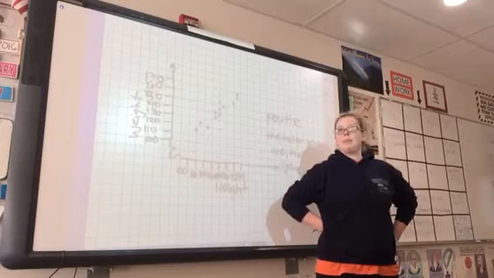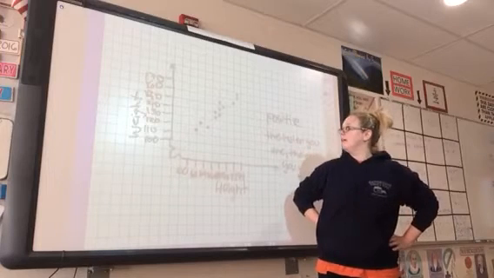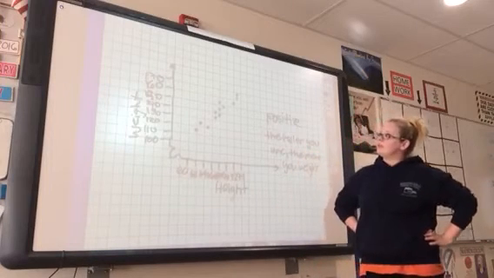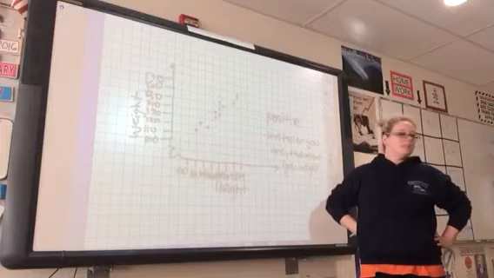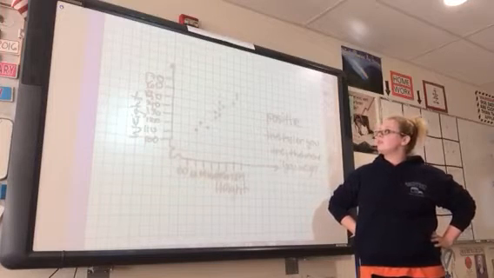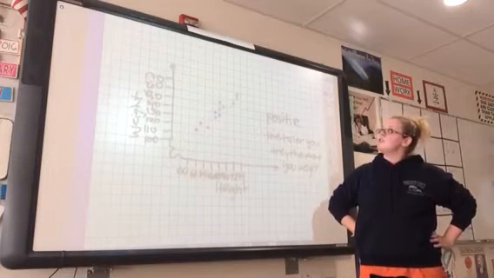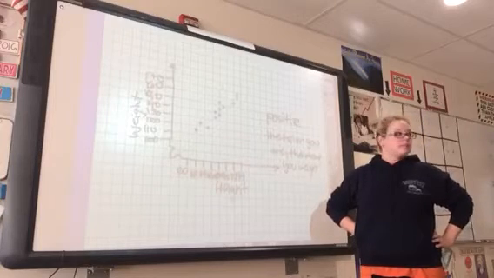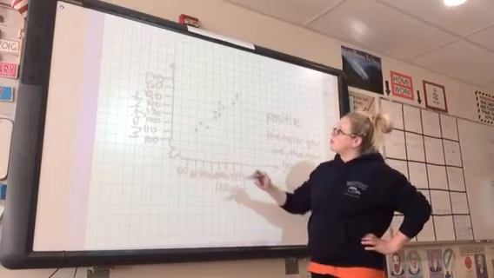Right. Slope, okay, that's a key part. So if we're going to try and find slope, we first need to do a line of fit. So we're going to draw a line as straight as possible through as many points as possible, following our trend.